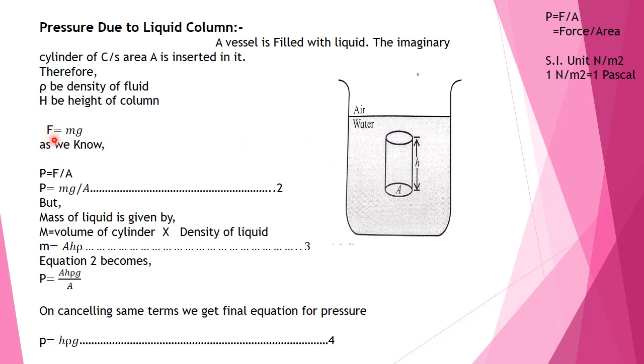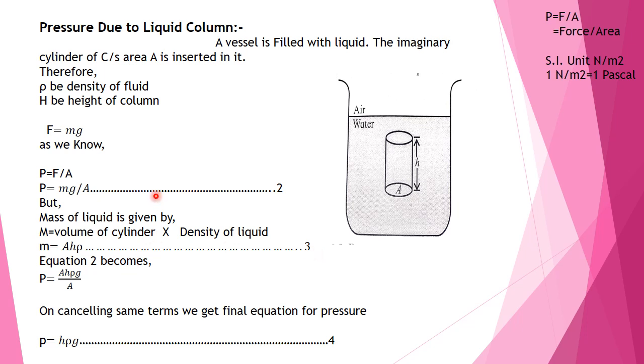Therefore, the gravitational force F is equal to mg, where m is the mass of the fluid and g is the acceleration due to gravity. As we know, pressure P is equal to force upon area. Put the value of F, P is equal to mg upon A, equation number two. But as we know, the mass of the liquid is given by mass m is equal to the volume of the cylinder into the density of the liquid. Therefore, mass m is equal to area into height, which is the volume of the cylinder, times rho, the density of the liquid, equation number 3.